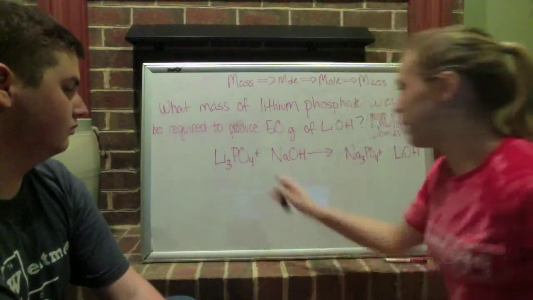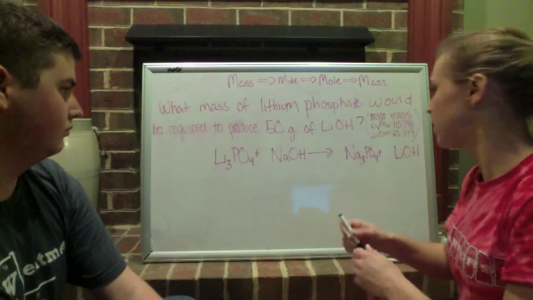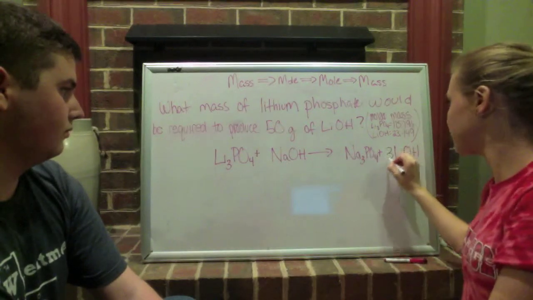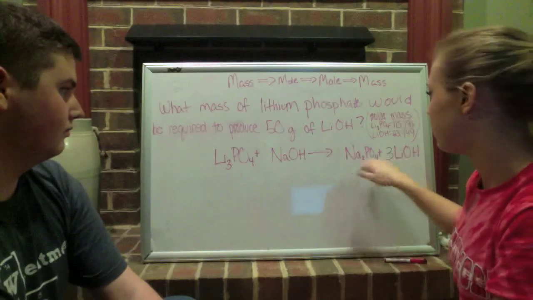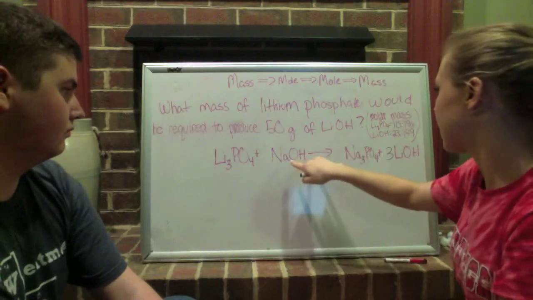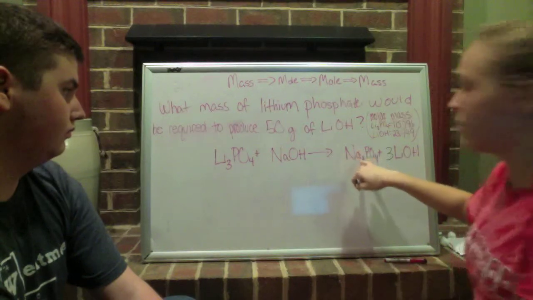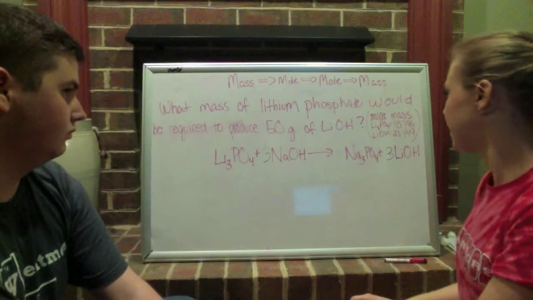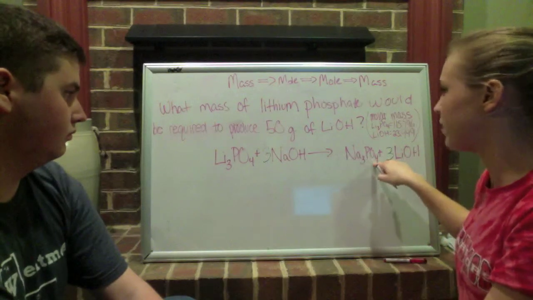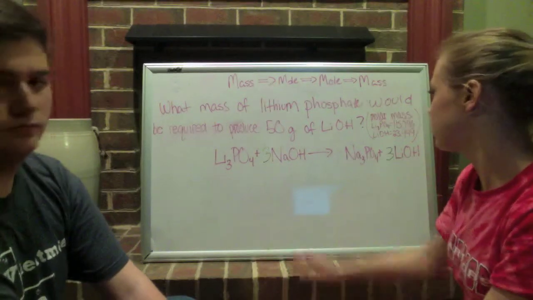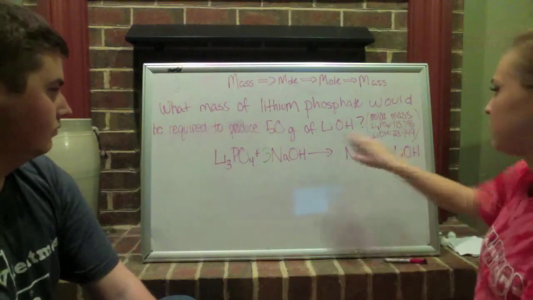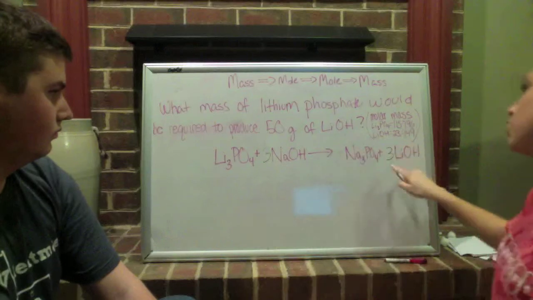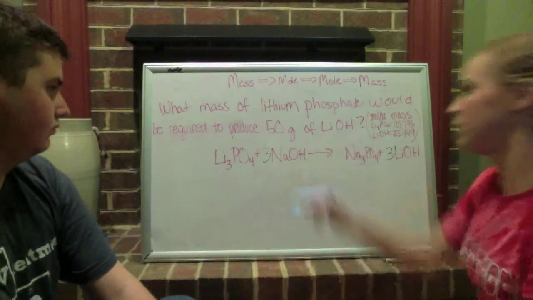So first you have to balance your equation. Since you have 3 lithiums over here, you're going to have 3 on this side. And you have 1 hydroxide and 1 hydroxide. And then you have 3 sodiums, so you're going to have to put a 3 over here now. And then you have 1 phosphate and 1 phosphate. So let's go over that again. You have 3 lithiums, 3 lithiums, 3 sodiums, 3 sodiums, 3 hydroxides, and then 1 phosphate on each side.